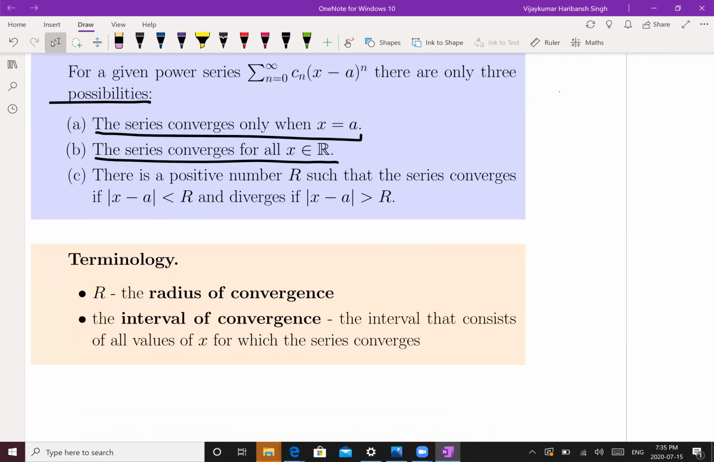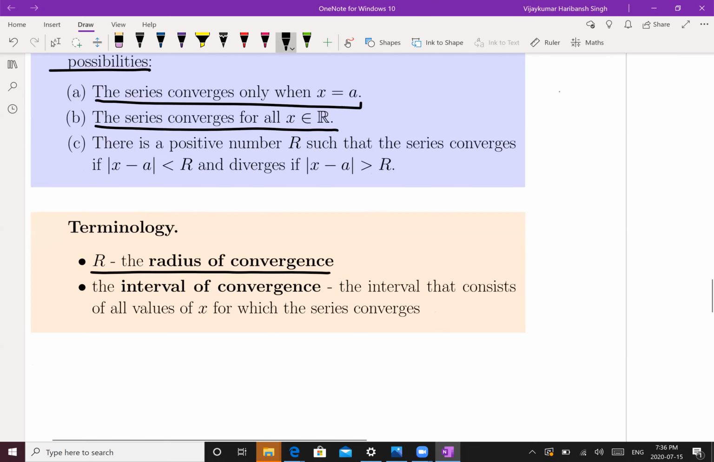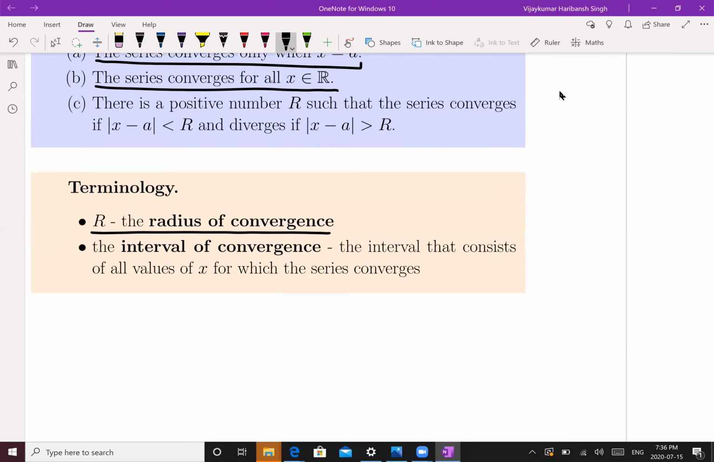Third situation is there's a positive r such that the series converges if the absolute value of x minus a is less than r, and diverges if the absolute value of x minus a is greater than r. And for x minus a equals r, you have to check separately. So this r here is called the radius of convergence. And the interval of convergence is the interval that consists of all x values for which the power series converges.